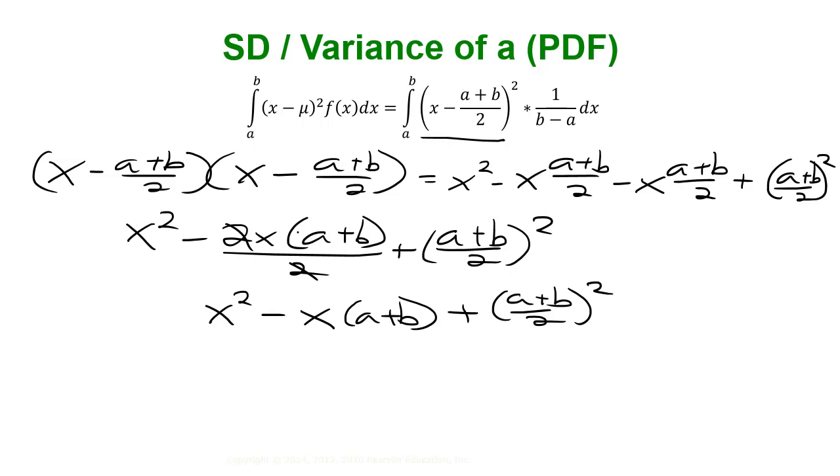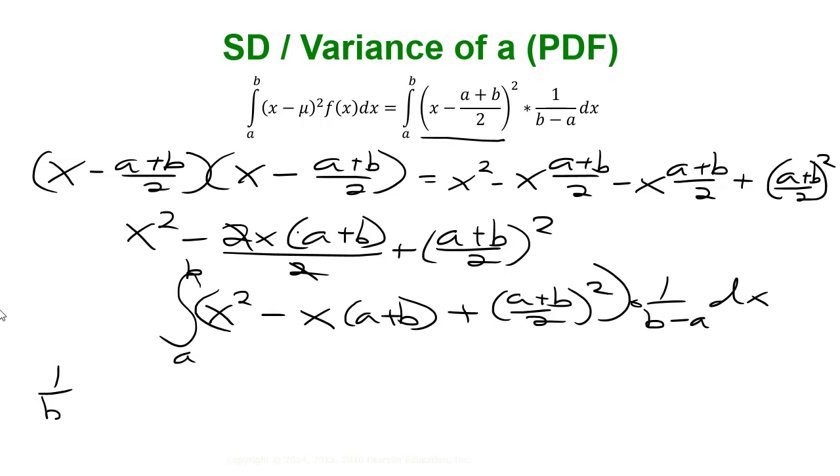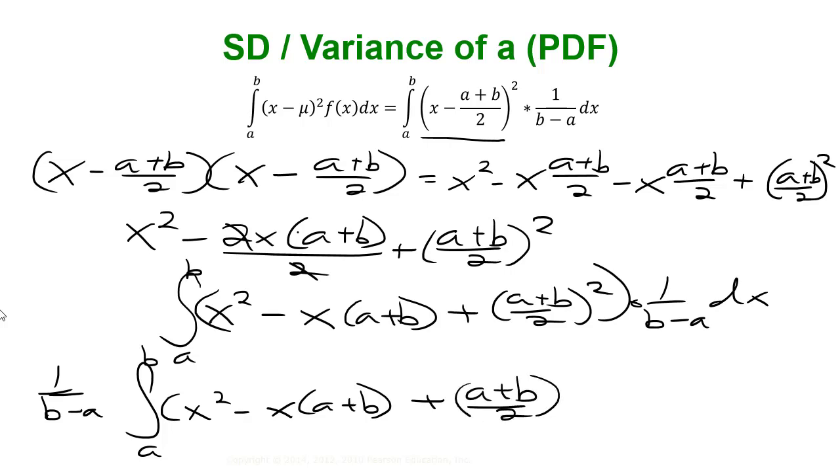Now we have to deal with the integration, right? So we've got all of this times 1/(b−a), and then dx. Well, I'm not going to describe how integrals work, but if you have a constant inside an integral, you can just take that and put it out front. So it just becomes the 1/(b−a) as a constant times the integral from a to b of all this stuff, x squared minus x(a+b) plus ((a+b)/2) quantity squared, and then that whole thing dx.